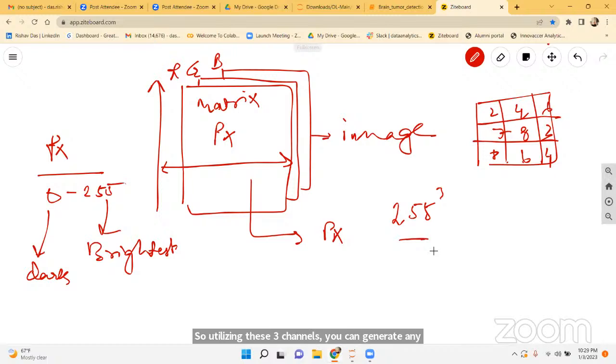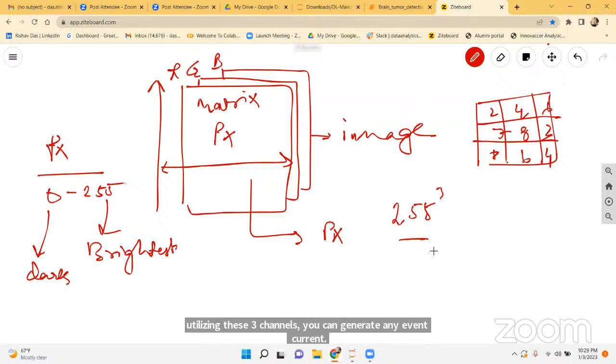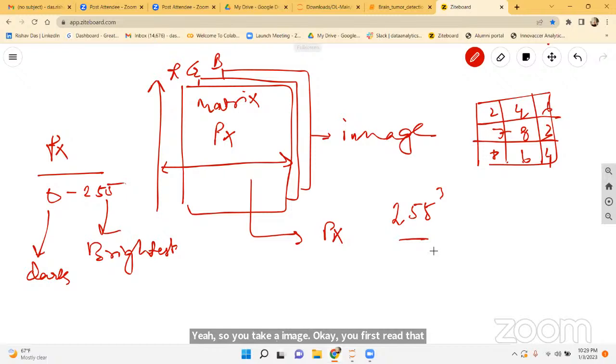Clear? So you take an image. You first read that image in the form of a matrix of pixels, and it has three dimensions, which means it's a 3D matrix. First is the red matrix, then the green matrix, then the blue matrix. All three are combined together. So this is how an image is represented.